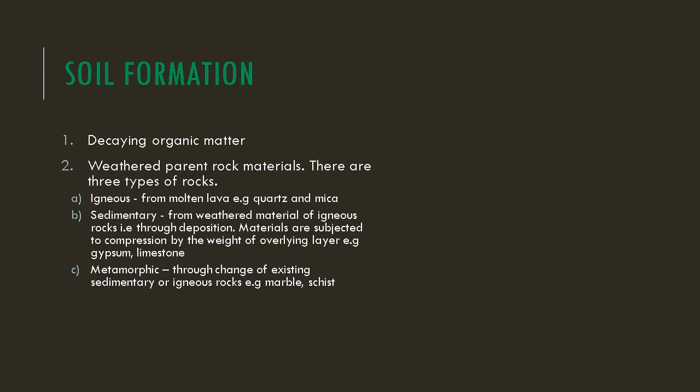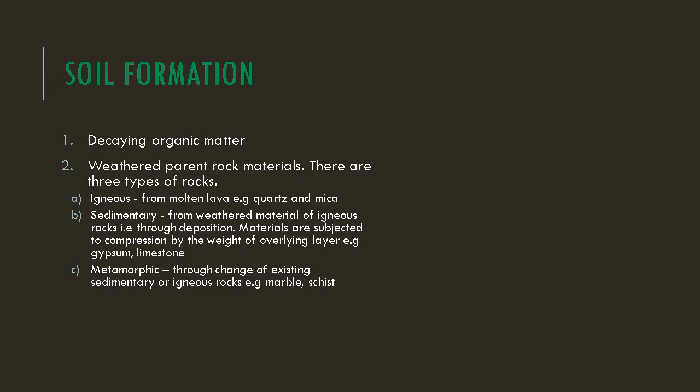Metamorphic, just as the name suggests, is change. Metamorphosis means change. So it is a type of rock that forms from existing sedimentary or igneous rocks, and because of changes in temperature and pressure, you end up having this kind of rock. Examples are marble and schist.